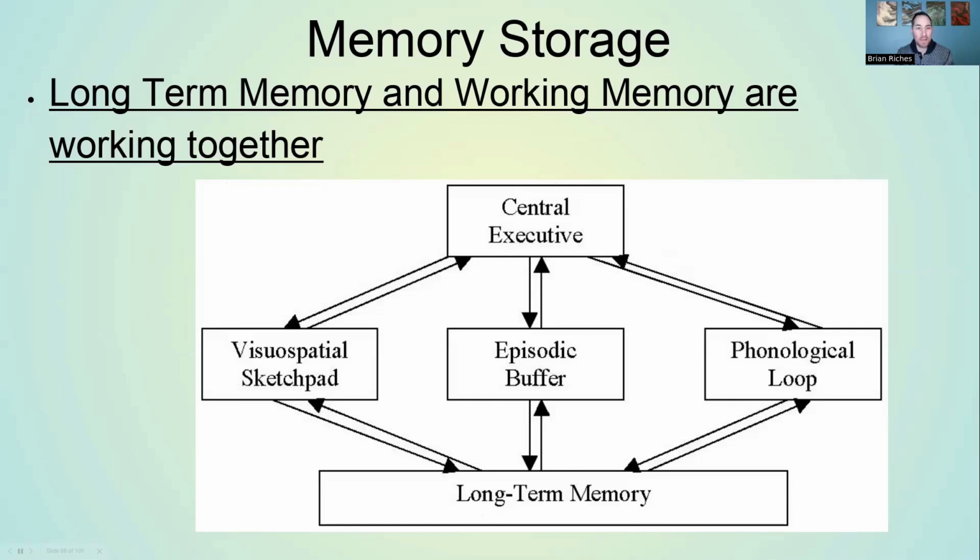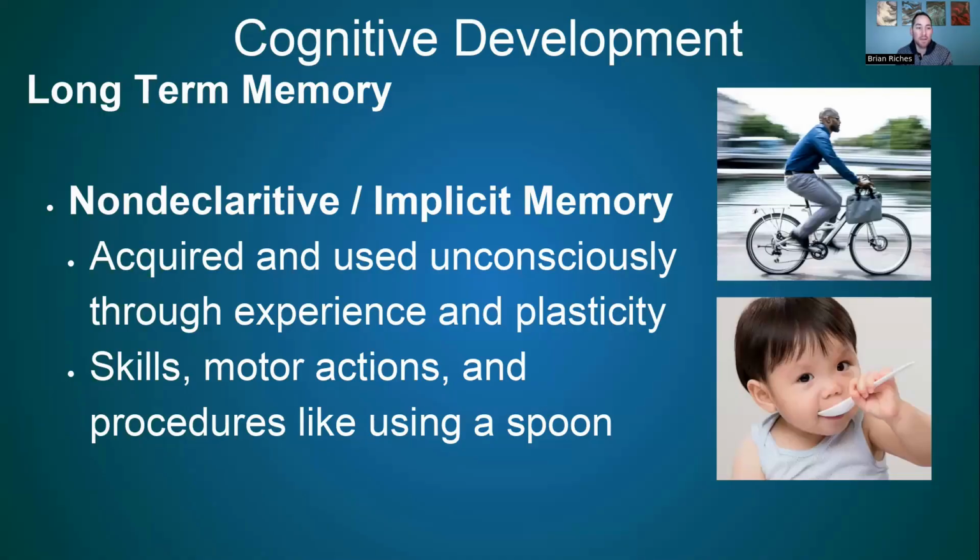Again, at the beginning, the hippocampus is very involved in this process. Over time, though, these connections in these different parts of your brain are kind of independent of the hippocampus, although depending on what the memory is, you still might be using it. So with long-term memory, we have non-declarative or implicit memory.